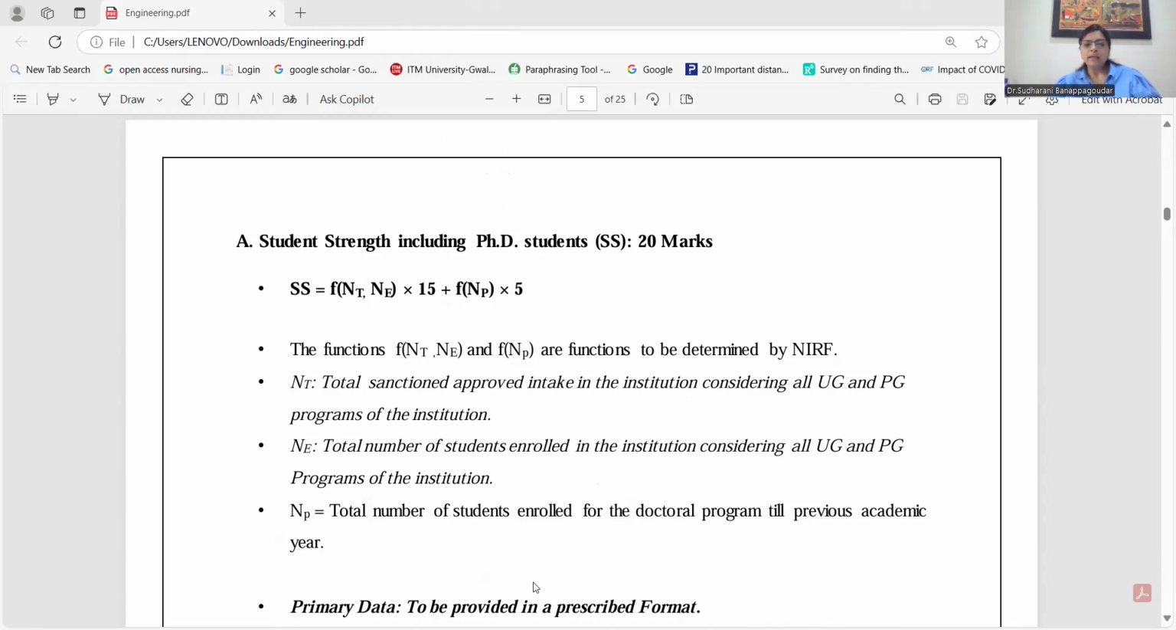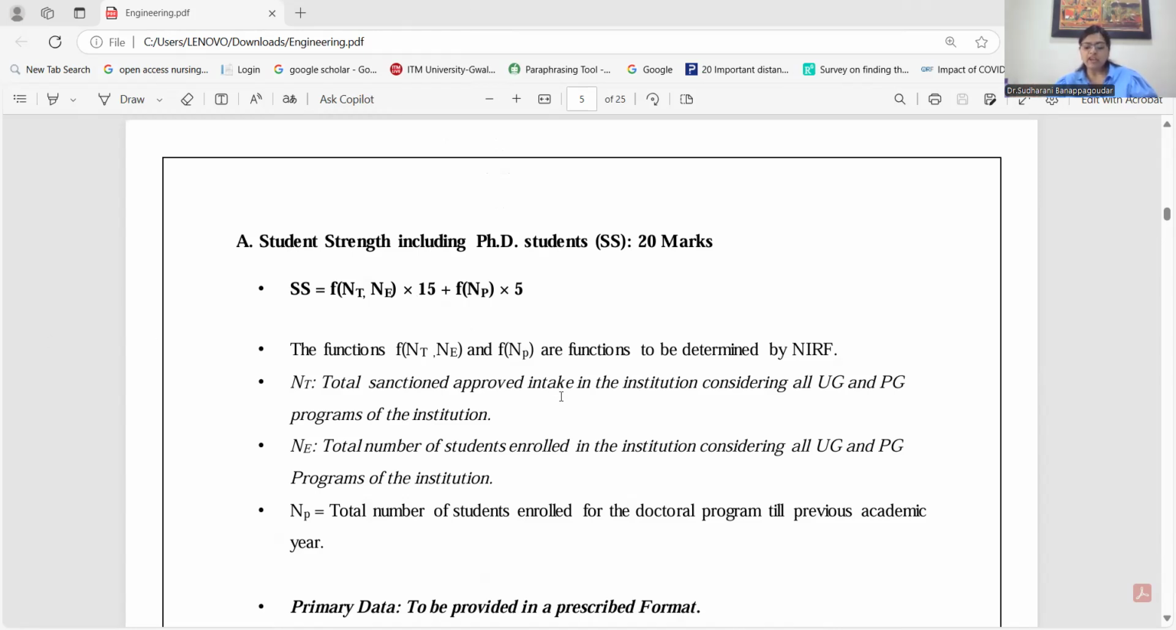Then NE is nothing but, of this total approved intake, how many students are getting enrolled in that UG and PG. So together, NT and NE is nothing but the ratio of the enrolled students to the number of the eligible students. Therefore NT by NE would be the ratio of the total enrolled students to the number of the eligible students.